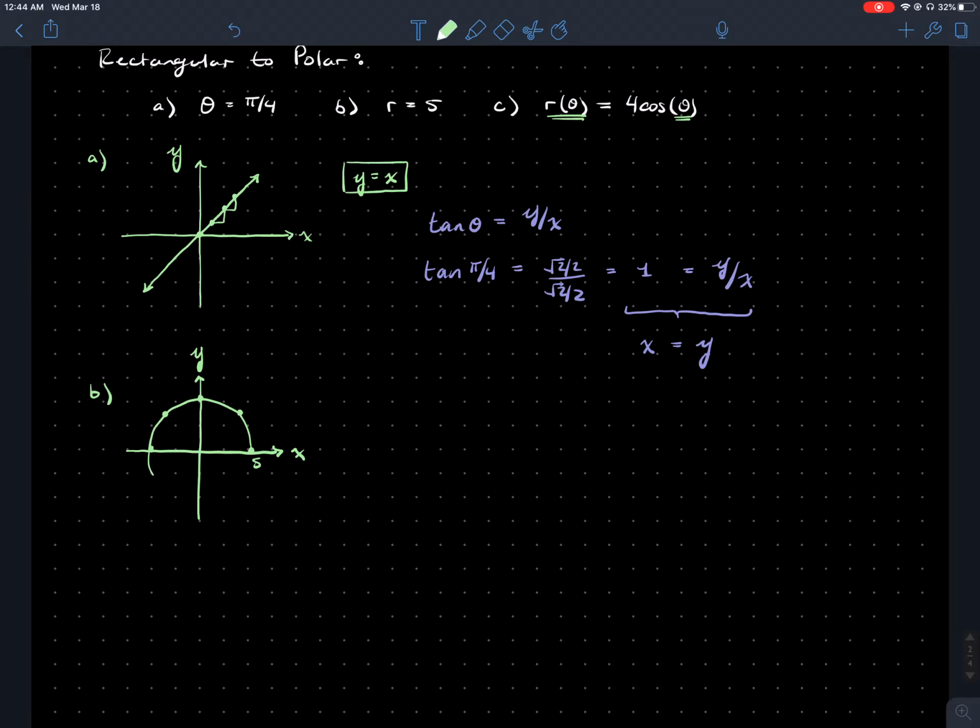Okay, let's connect the dots and complete the circle. So we know that this radius is equal to 5. Now from this we can use our knowledge from just college algebra. This is just a circle with radius 5, and the equation for a circle that's centered at the origin is x squared plus y squared is equal to the radius squared, which would be 25.